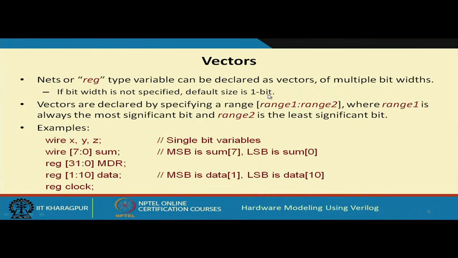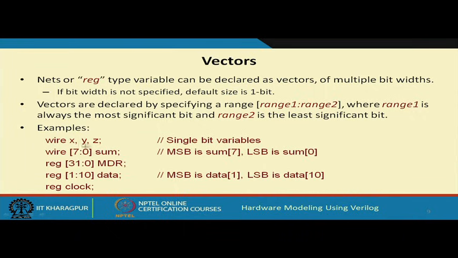Some examples we have already seen. Vectors can be declared by specifying a range within square brackets, range 1 colon range 2. The convention is that the first one, range 1, is always the most significant bit of the number, and the rightmost one, range 2, is the least significant bit. I will explain what it means. Let us see some examples.